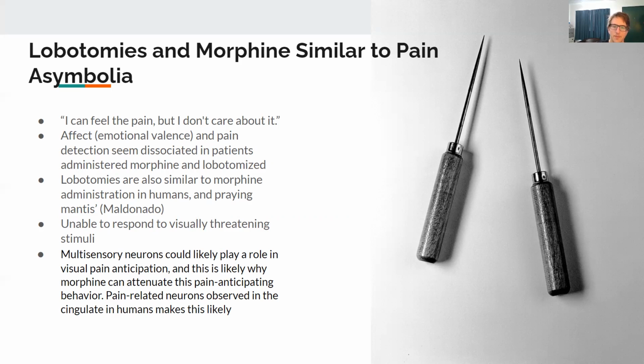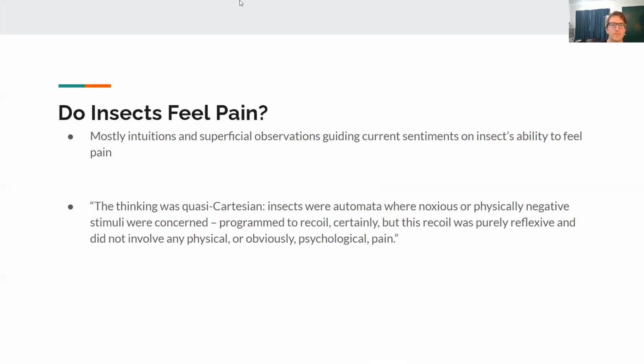And these are the multisensory neurons. We know that pain neurons are kind of tied into visual system neurons in humans. So there's some kind of pain affect associated with visual perception in all animals, honestly, that have eyes. So we're going to turn to the question of whether or not insects particularly feel pain.